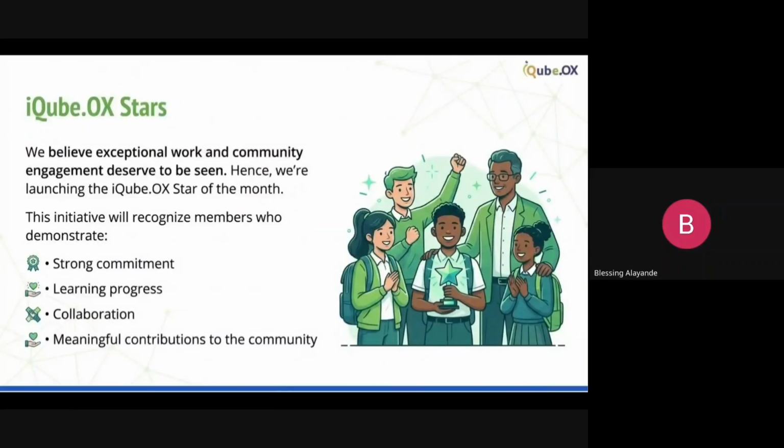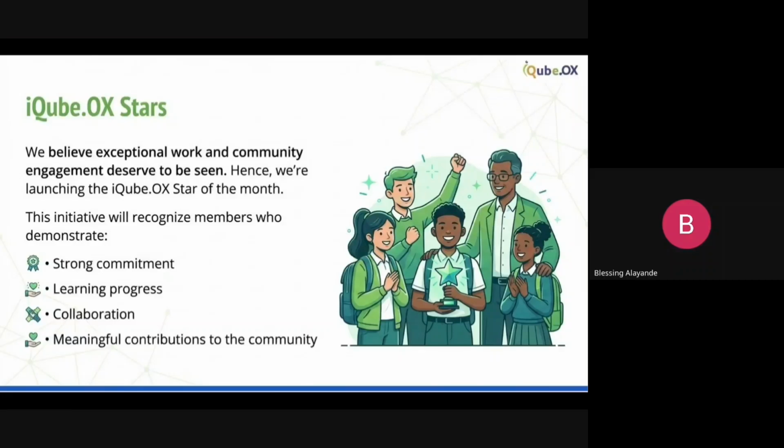So moving to the next initiative, with time, we are going to introduce the iQube.OX stars. That will be stars of the month, right? The way it works is we are going to reward exceptional work and community engagement. So if you're engaging on the community, you're answering questions, you're asking questions, you're making use of mentorship, we see you and we would want to reward you as an iQube.OX star of the month. The initiative will recognize members that demonstrate strong commitment, learning progress, collaboration, and meaningful contributions to the community.